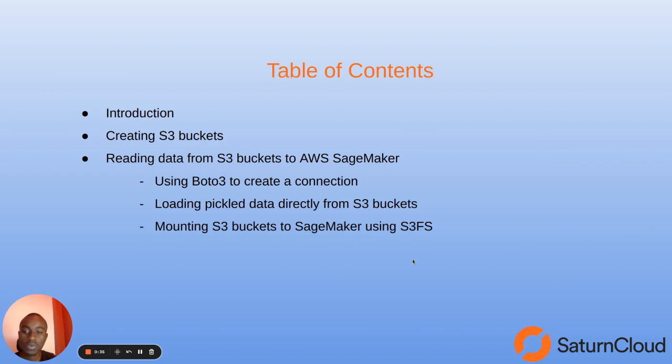The first way will be using Boto to create a connection and load data directly from S3 buckets, and then we will see how to mount S3 buckets to AWS SageMaker instances using S3FS as file systems.